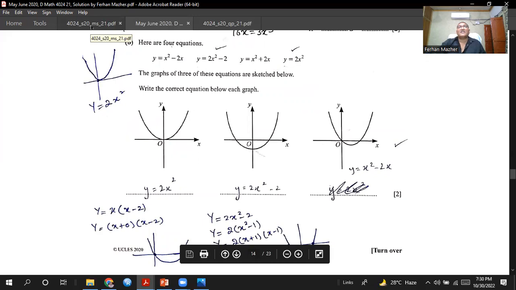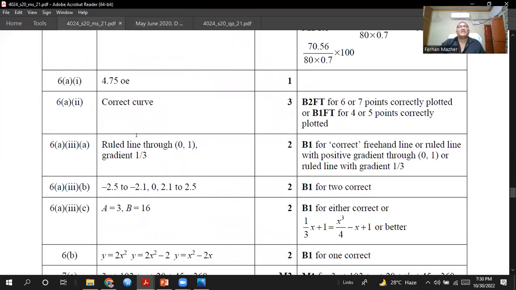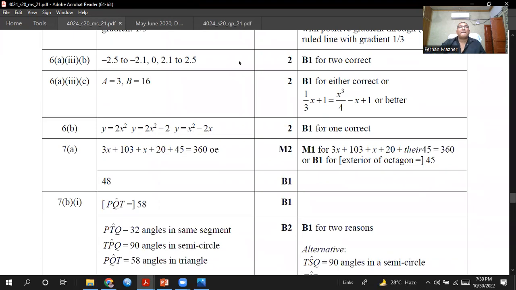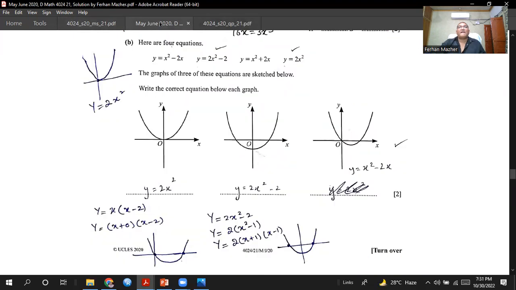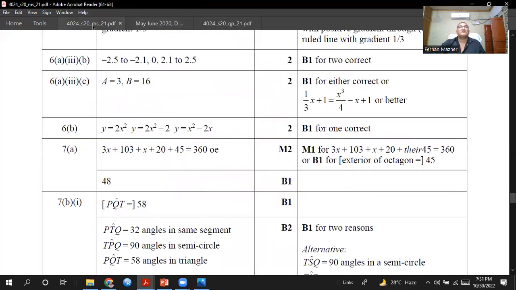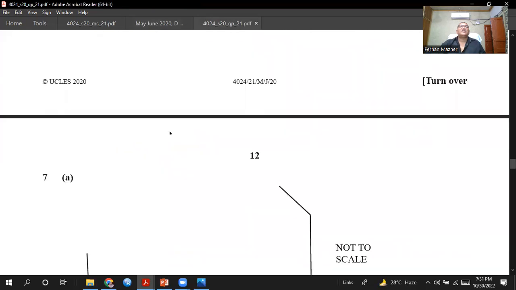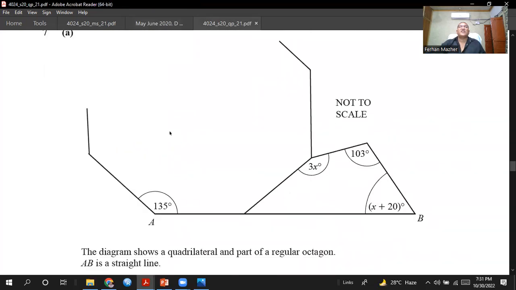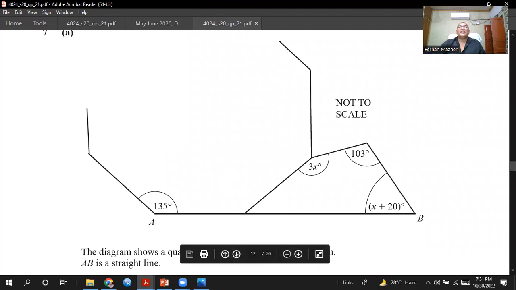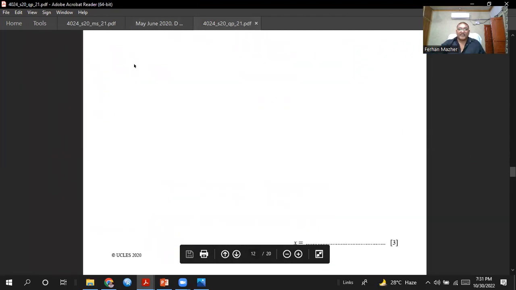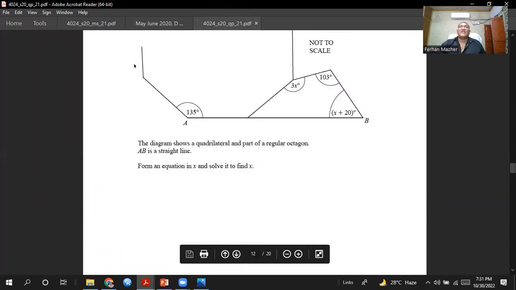So let's check. So our answer is right, sir. So that was the question. Okay, so we are going to the next question. And in the next question, it's a 3 marks question. We have to find out the value of x.